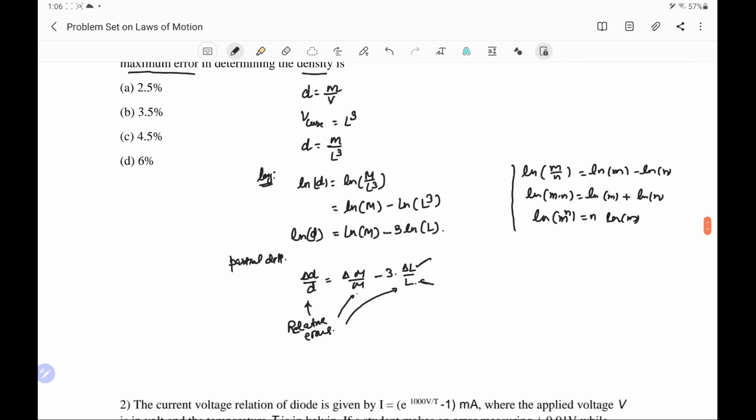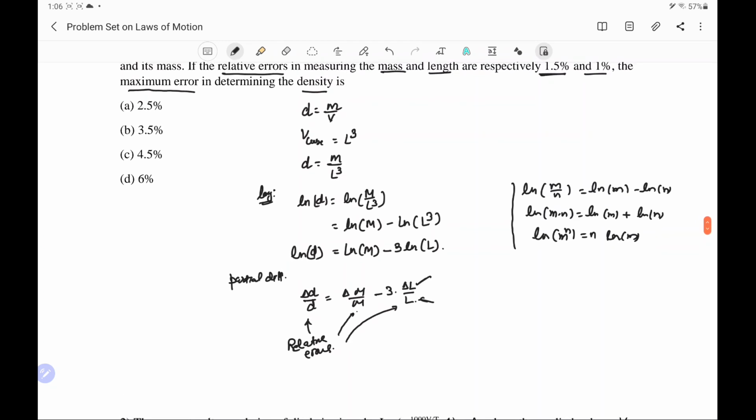And in case of error, we always add the errors, because this is the error in mass, this is the error in length, and to have the maximum error, we have to add all the errors. Therefore, from the error point of view, error in measurement of the density will be equal to delta M by M plus delta L by L, and percentage error will be delta D by D into 100%, that is equal to delta M by M into 100 plus 3 into delta L by L into 100.